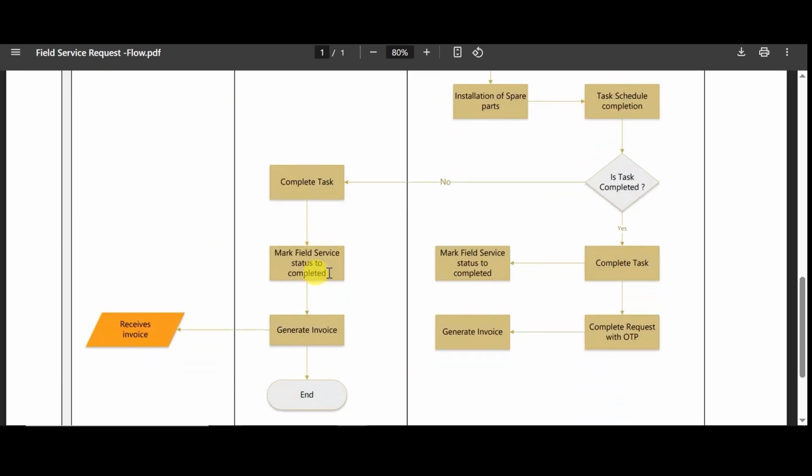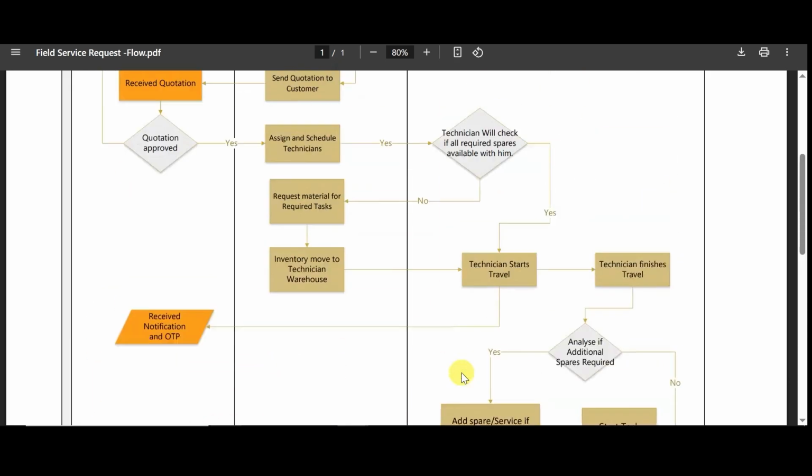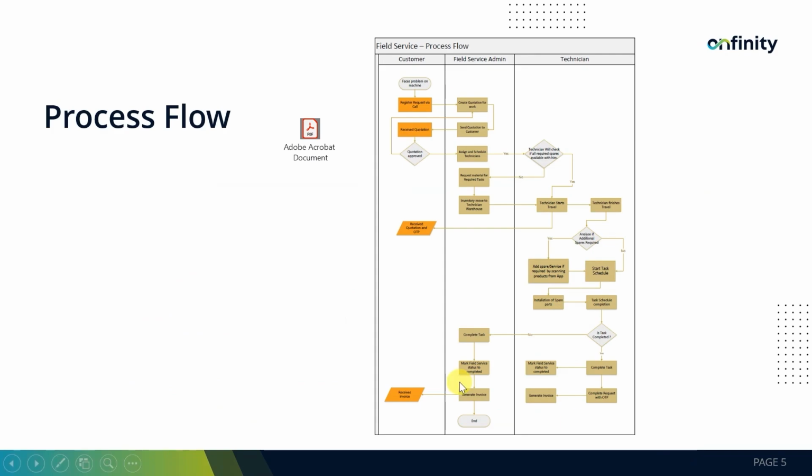Else the backend admin can mark this task as completed, and he can also mark this field service status as completed. Also, the technician can do this activity from the mobile application as well. Once he marks the field service request as completed, he can ask for the OTP from the customer. After asking for the OTP, he can raise or generate an invoice. After generating the invoice, and after entering the OTP provided by the customer, this request will be marked as completed. It's the whole process cycle for the field service request in field.ai.